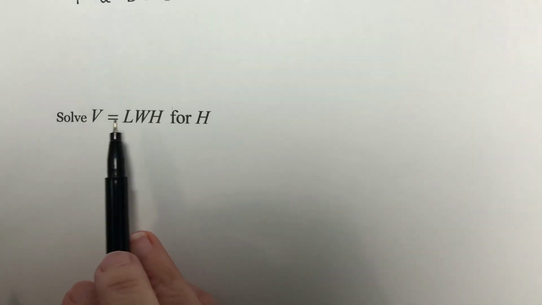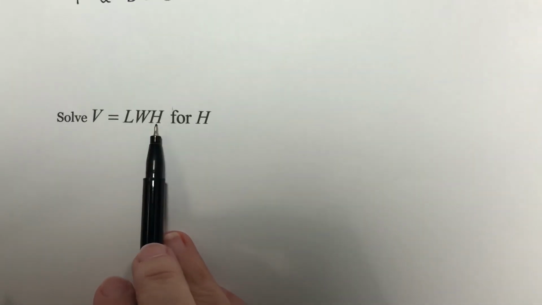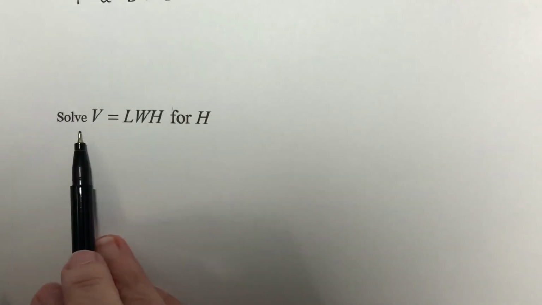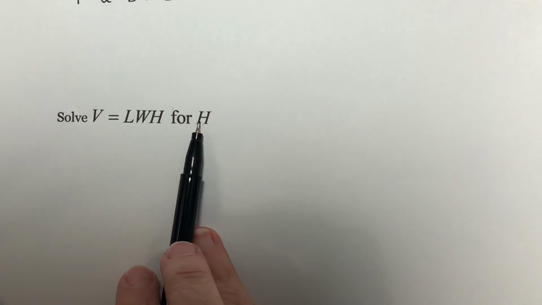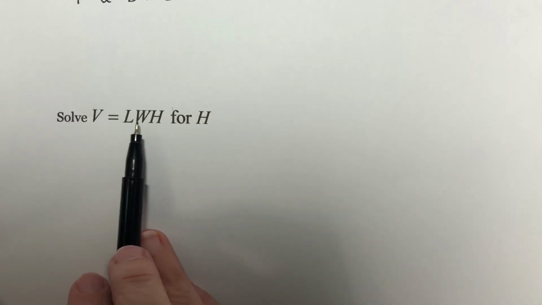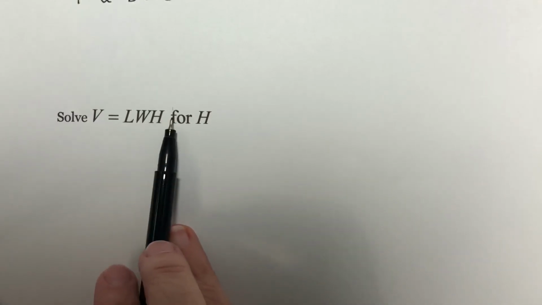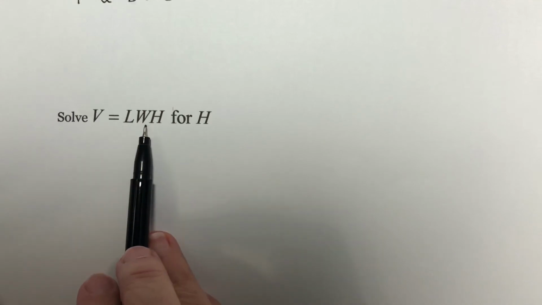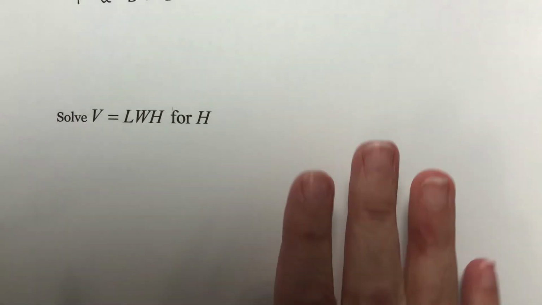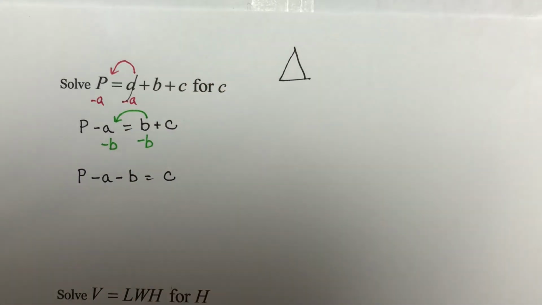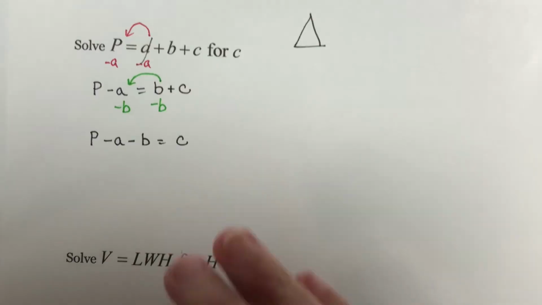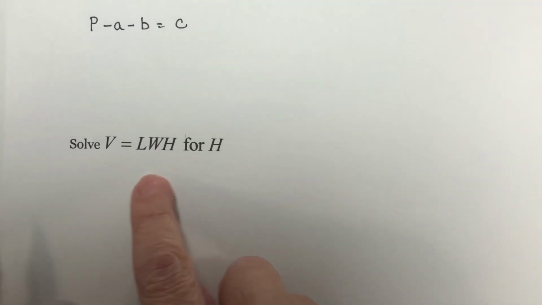Okay. Solve V equals LWH, length times width times height, for height. This is the volume of a box. We've dealt with it already. All right, so I want H by itself. These two things are multiplied by this, right? How do we undo a multiplication? We divide. Now this one up here I did in two steps. I could have subtracted the A and the B at the same time, but I didn't want to confuse you. Here I'm going to divide in two steps, but you could also divide in one.